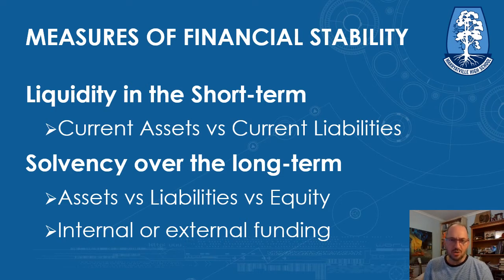So in the short term, when we are discussing liquidity, we are interested in current assets and current liabilities. Those are assets and liabilities where resources flow to and from the entity within the accounting period, normally 12 months. So that's what liquidity is about. Cash flows within 12 months, meeting our cash flows. Whereas solvency looks at assets and liabilities and equity over the longer term and external funding.